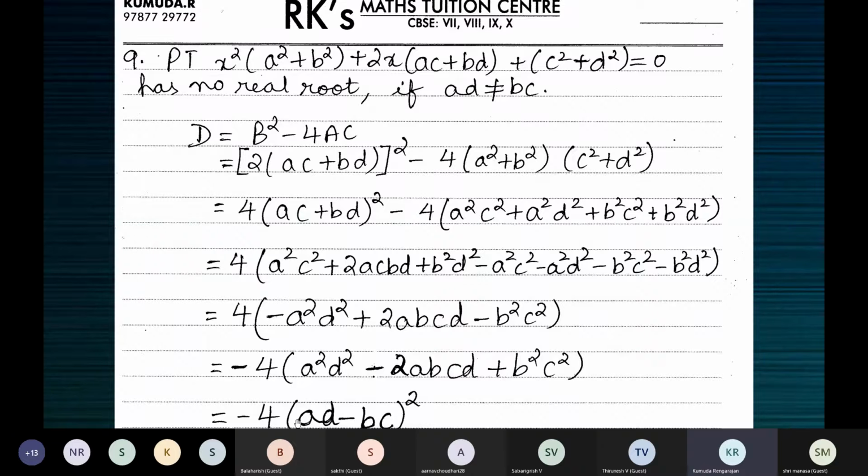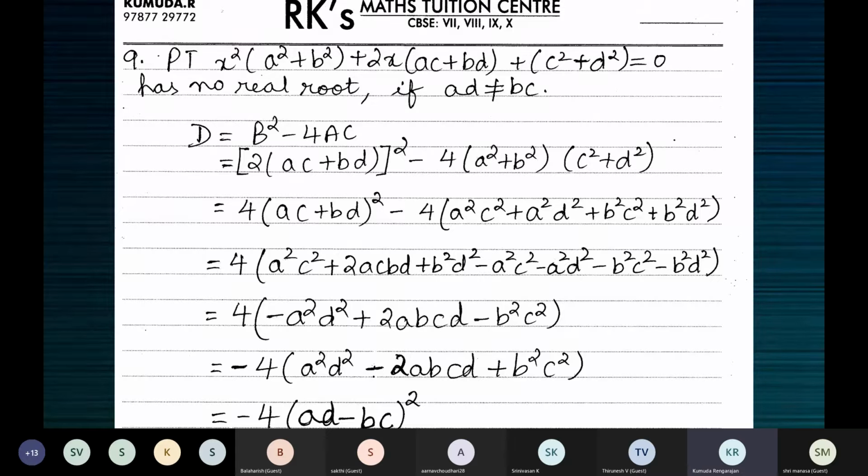First, we'll analyze what the value of AD minus BC can be. AD minus BC cannot be 0, so it can be either positive or negative. Whether positive or negative, children, what is AD minus BC the whole square? Positive, ma'am. Whether AD minus BC is negative or positive, when you square it, it is always positive.